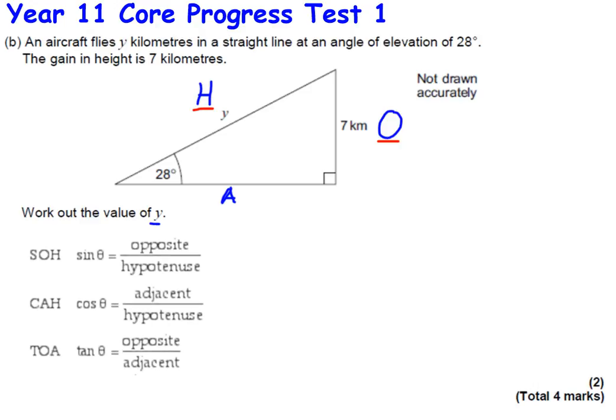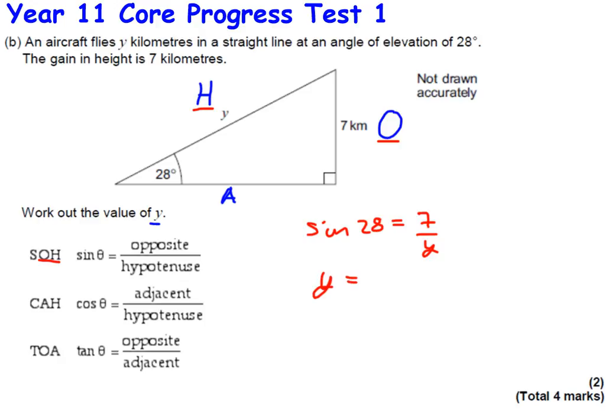So using SOHCAHTOA, we can see that we have O and H. Now the one that uses O and H is SOH. So we know that sine theta equals the opposite over hypotenuse, where theta is our angle, which in this case is 28. Now we know which one we need to use, we need to substitute these values in. So we can say sine 28 equals our opposite, which is 7 over y, our hypotenuse. We now need to rearrange to make y the subject.